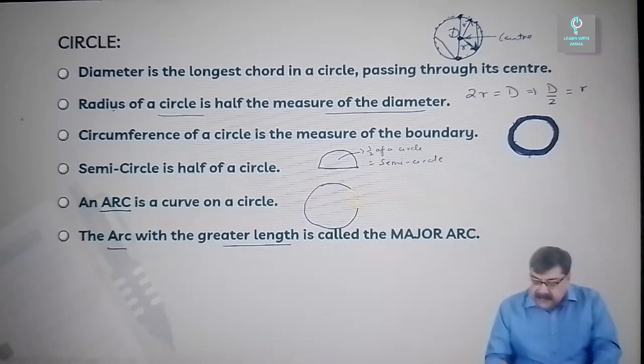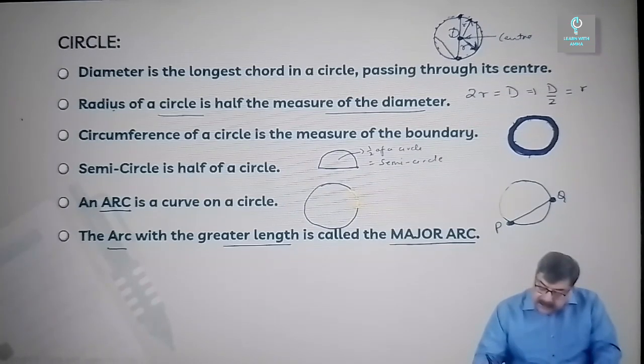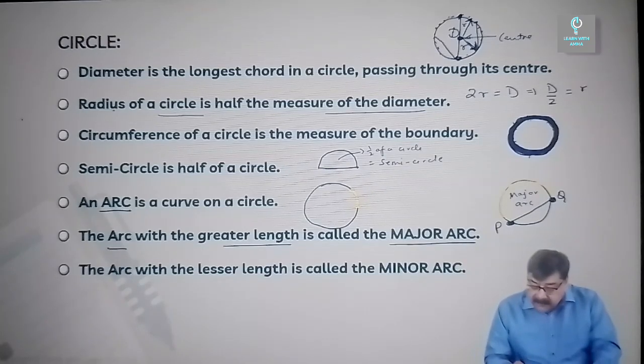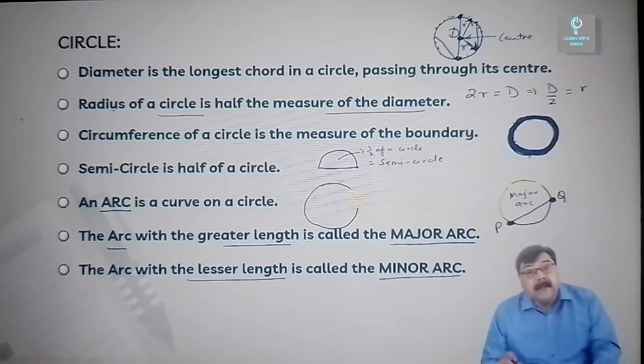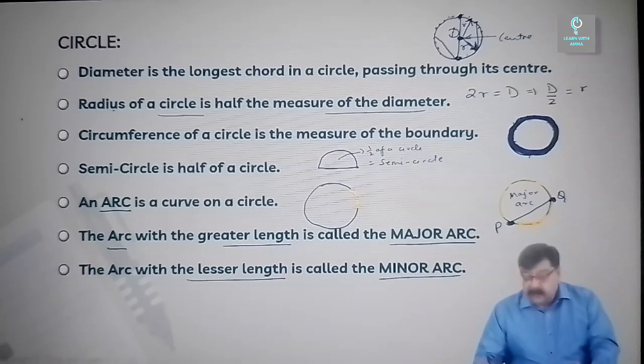The arc with the greatest length is called the major arc. Now let us say this is a circle and this is a chord. The measure of the chord, let us say, is PQ, joins these 2 points on the circle. Now this chord divides the circle into 2 parts. Now this curve is larger than the other, so this shall be termed as major arc, whereas the arc with the lesser length is called the minor arc. Well, as you can see, the smaller of the 2 arcs is this. This is a smaller arc, a smaller curve as compared to the yellow curve. So hence this shall be termed as minor arc.